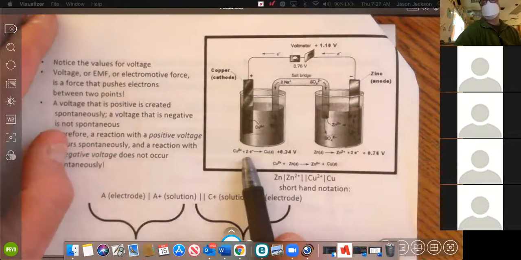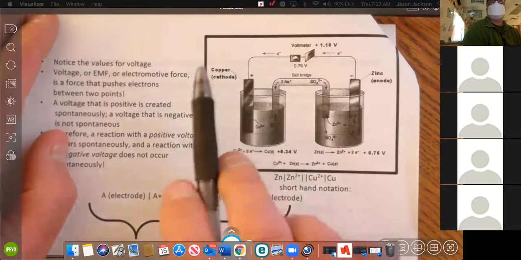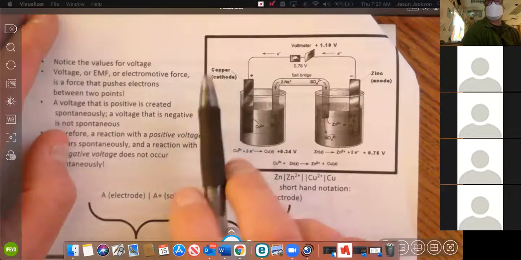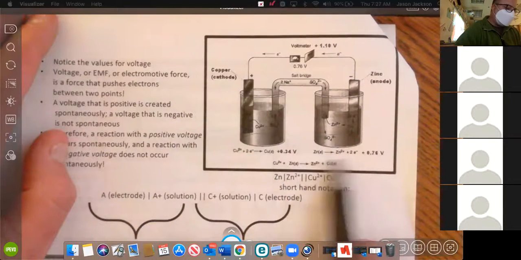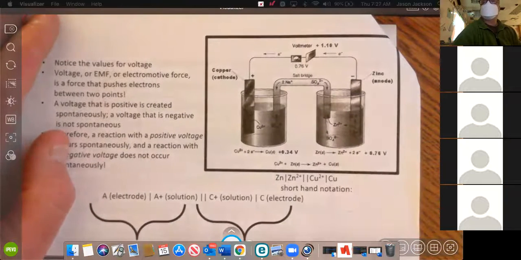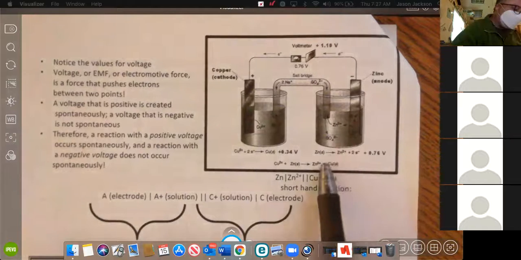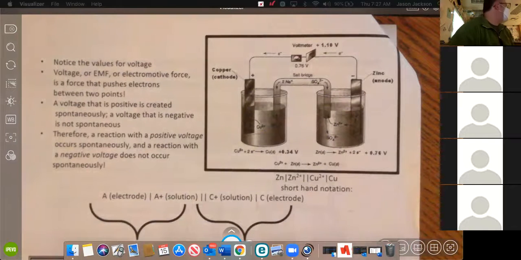Copper is gaining or losing electrons. Copper is gaining, reduction is gain. Reduction is the site where the cathode is, and oxidation is where the oxidation occurs on the anode. Which of these is going to get bigger over time, more massive? Copper, because it's gaining electrons. And which is going to get smaller over time?